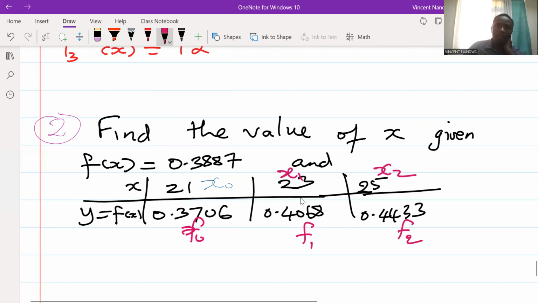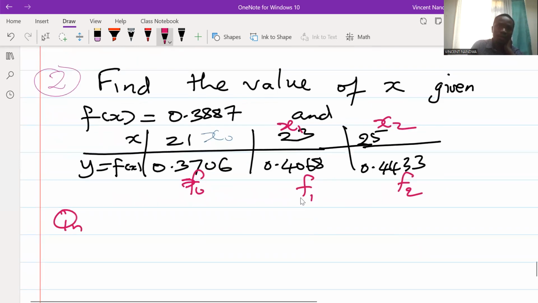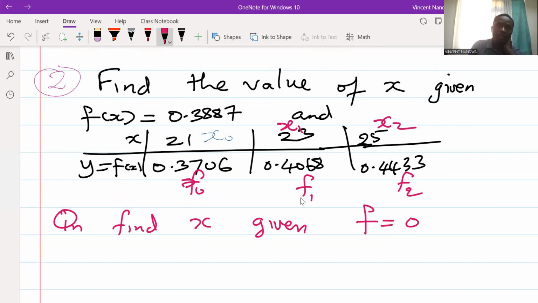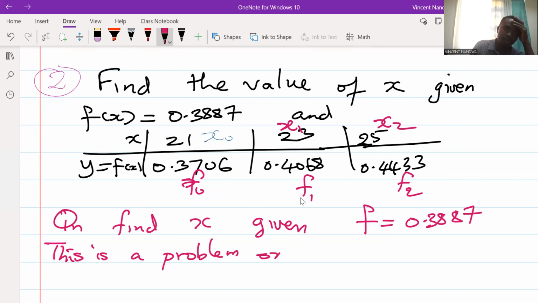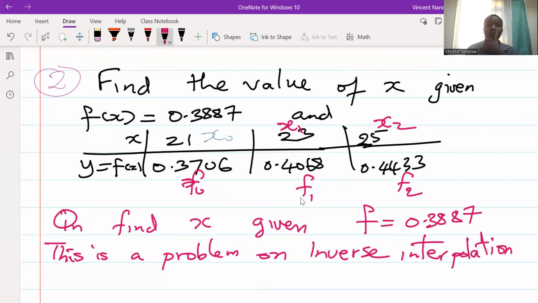So which means, in this case, the question here: find x given f is 0.3887. Remember, you can call it f or you can call it y. So this is a problem on inverse interpolation. This is a problem on inverse interpolation, since x is unknown and f is known.